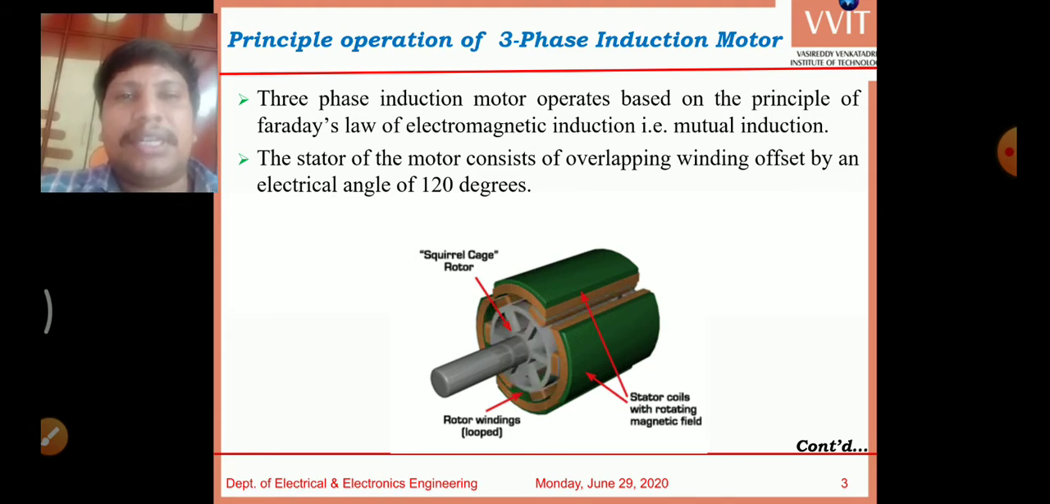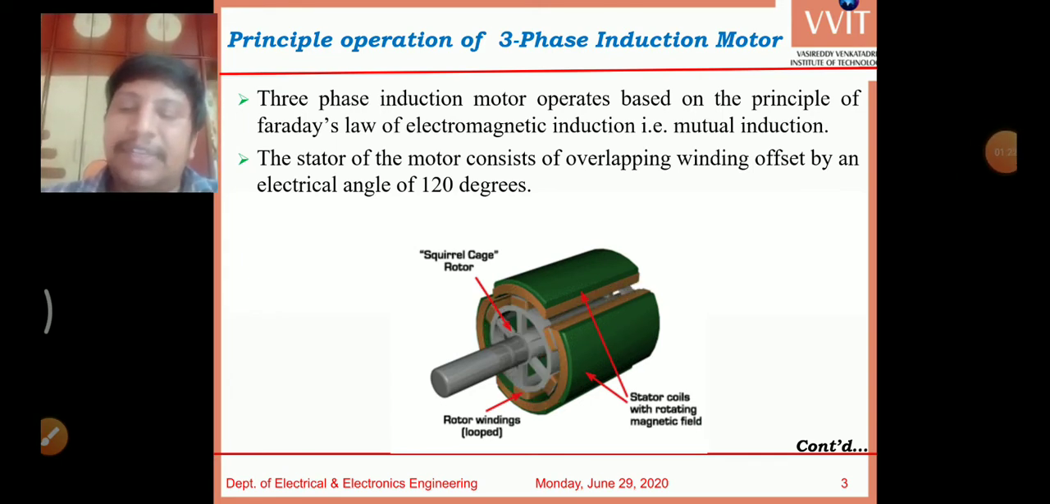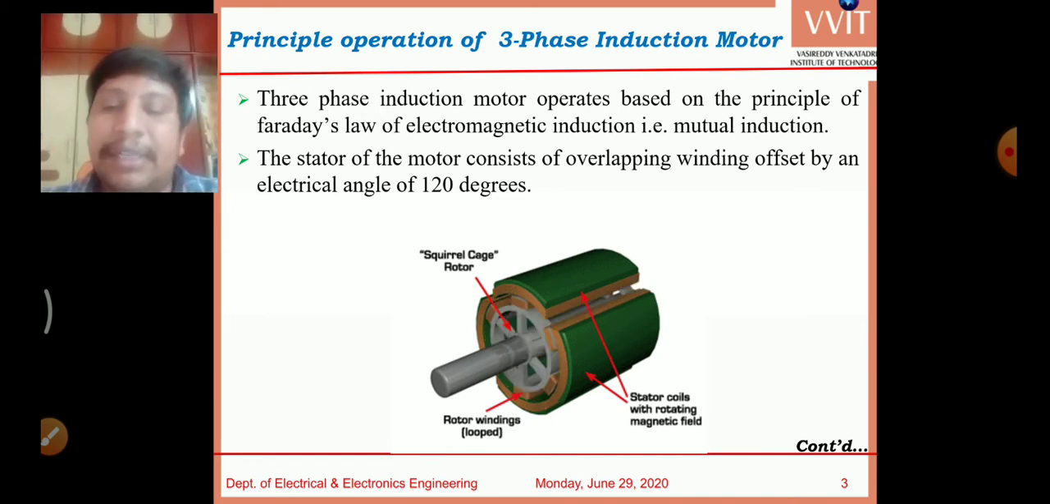But a transformer is a static device, it doesn't rotate. The induction motor is a rotating machine. In three-phase induction motors, the three-phase stator windings are connected in star or delta form. The three-phase windings are displaced from each other by 120 degrees.